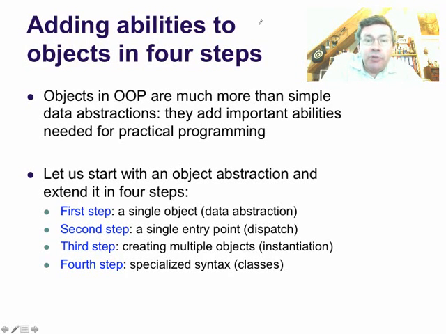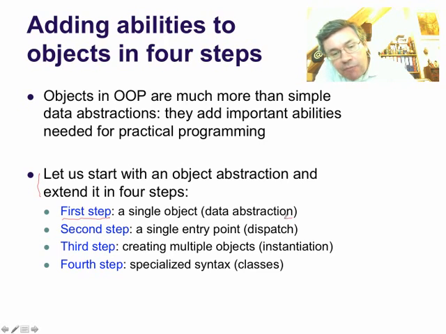Objects in object-oriented programming are much more than just simple data abstractions. They add important abilities that you need for practical programming. So let's show how this works. We start with an object abstraction and we will extend it. So the first step is the object abstraction we saw before. So this gives us this simple ability of data abstraction.